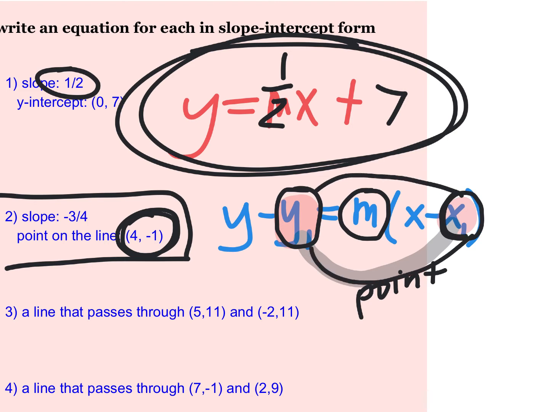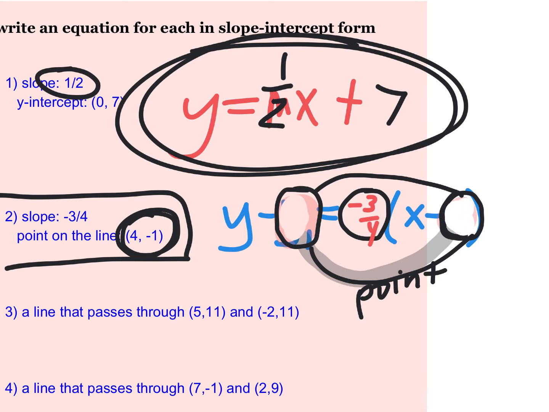And you already know that m is the slope. So I'm going to go erase the m, and what do you think I'm going to put in for the m? This is not a trick question. What do you think the m is? Negative 3/4. Good.